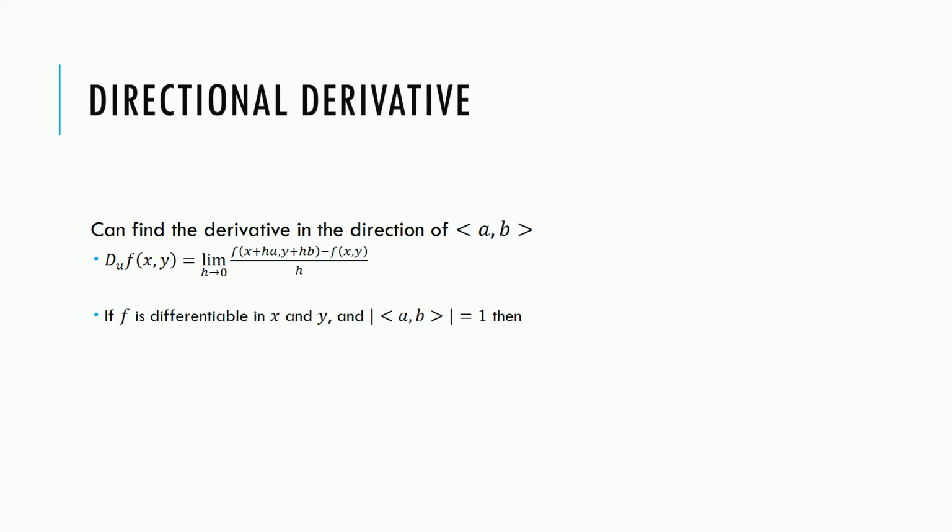So if f is differentiable in terms of both x and y, and your direction is a unit vector, then you can easily write it out as the partial with respect to x of your function multiplied by the x component of your unit vector, plus the partial with respect to y multiplied by your y component. So this is a nice simple way to calculate directional derivatives, so you can find your derivative going in any direction you want. So hopefully that helps you out in that regard. Now, that's your directional derivative.